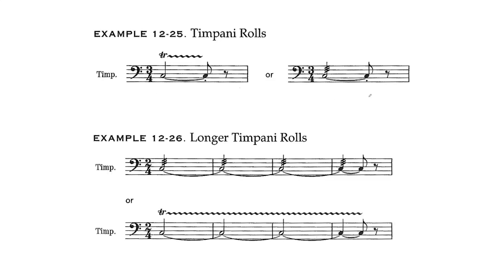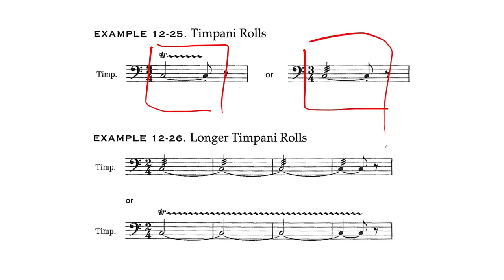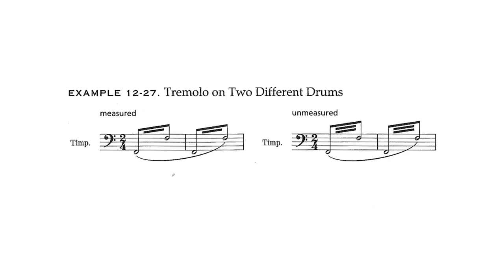Trills and tremolos are very common playing techniques on the timpani, and they are both the same. There is no difference at all. You can write it either as trill or as tremolo. The result will be exactly the same. Tremolo on different timpanis is also possible.